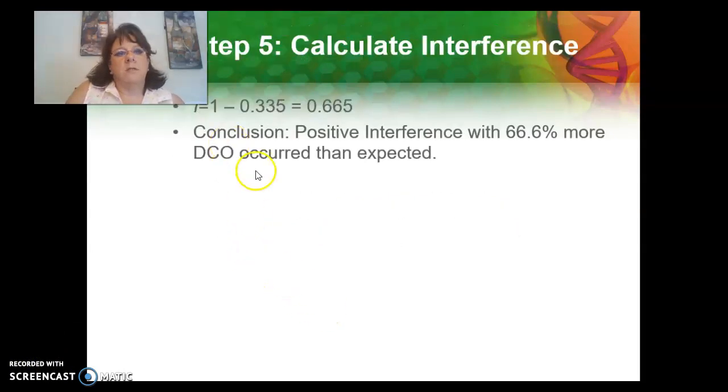The final step is step 5 to calculate the interference. Interference is equal to 1 minus 0.335, which gives us 0.665, which is positive. And so our conclusion is positive interference with 66.6%. More double crossover occurred than expected. This concludes the video for map sequencing.